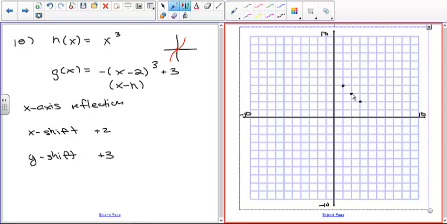Then you go over to the right. Again, this is your middle point. You go over 2, and then you do 2 cubed, which is 8. So 1, 2, 3, 4, 5, 6, 7, 8. And the same thing over here. You go over 2, up 8. 1, 2, 3, 4, 5, 6, 7, 8. So then we can sketch in the graph to look something like that.